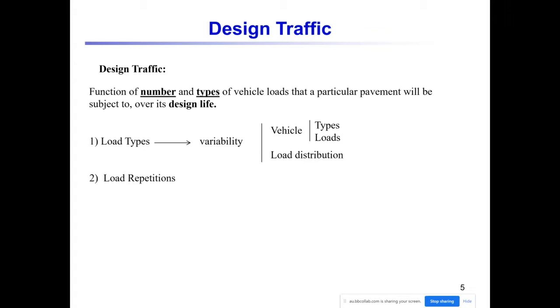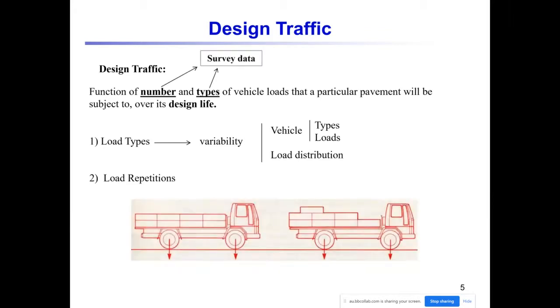For example, the types of the load can be different for different vehicles. We have the variability of the vehicles, as you know. We have the variability of the types of the vehicles. We have the variability of the load, the magnitude of the load, and even we have the variability in distribution of the load. Let's consider a very simple example.